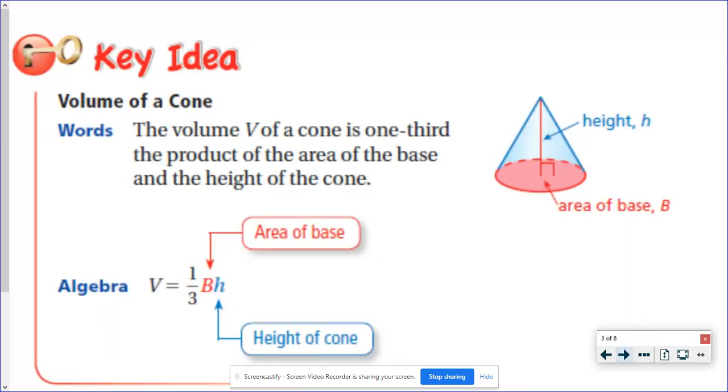For a cone, again, this is the same as a pyramid we've talked about. When I do this, I would say that the volume is going to be 1/3. Instead of that capital B, the area of the base, that's pi r squared, and then the height.